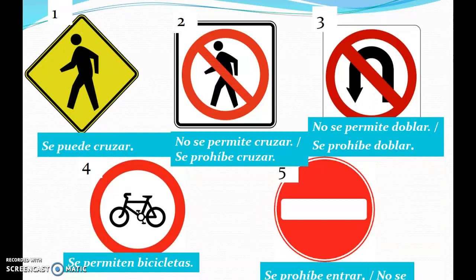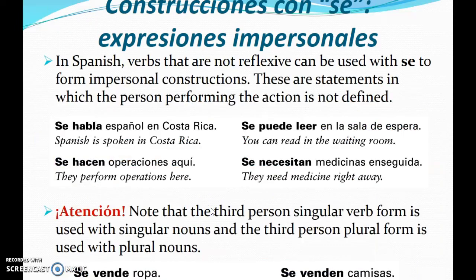Okay? But you'll see that in numbers 1, 2, 3, and 5, the verbs are all singular with se puede, se permite, se prohíbe. But number 4 is se permiten. I hope you can see why. Think a moment, why would that be plural? Se permiten bicicletas. Okay? Okay, so construcciones con se.